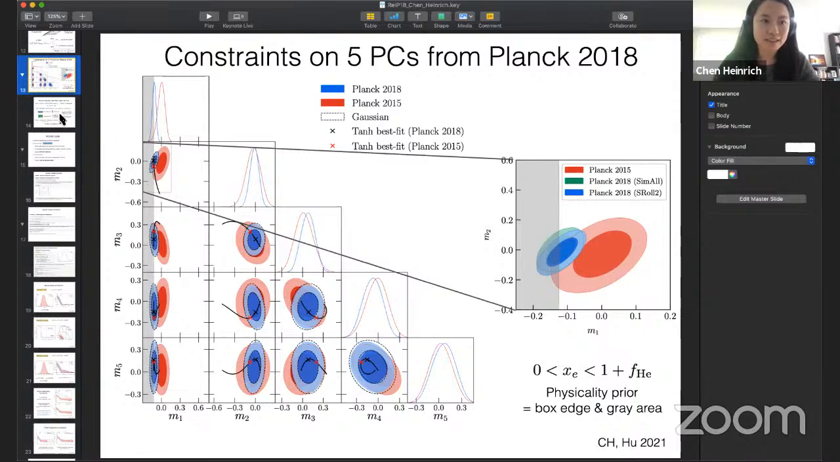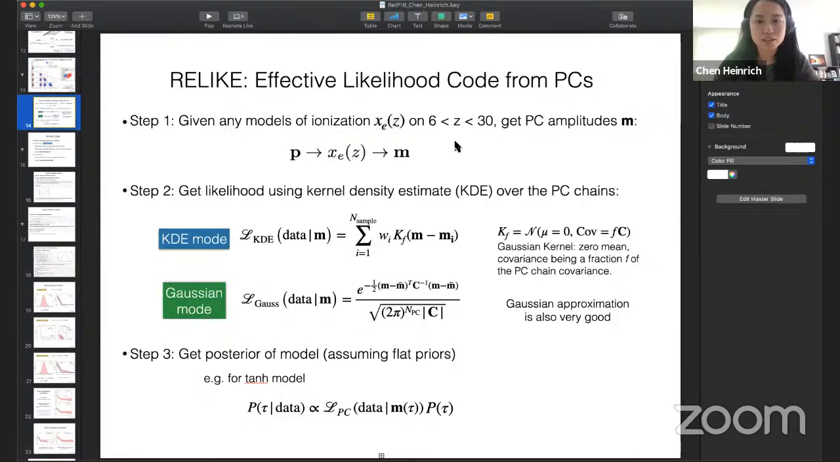So we're turning all of that, not just the tanh model, into an effective likelihood code, where you can basically pick any model of ionization xe(z), taking in some model parameters. For tanh, it's just going to be tau or where the redshift of transition is. Project this xe(z) onto the PCs to get its amplitudes, get the decomposition.